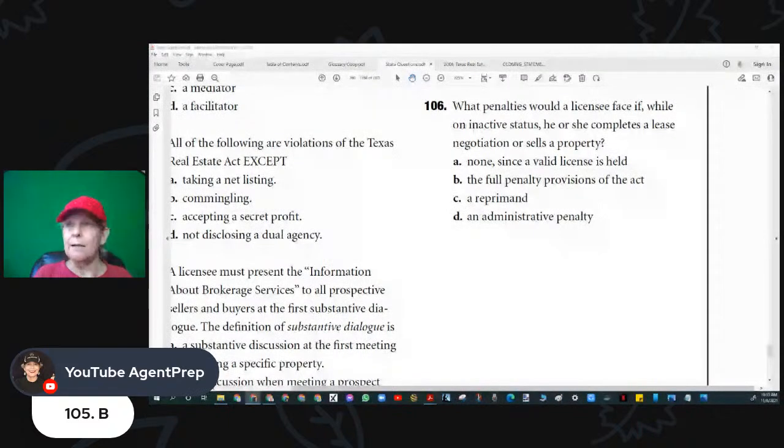I stressed a lot about inactive status. You cannot practice real estate under an inactive status nor receive any type of money. Big no-no. So type your answer. I'm waiting. Take a chance. This is the time to do it.